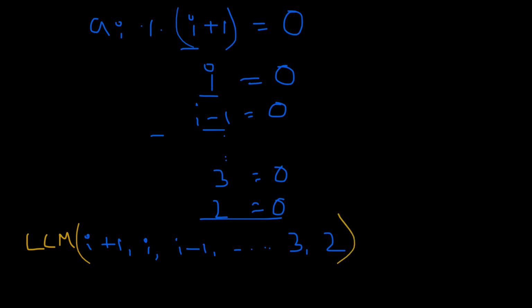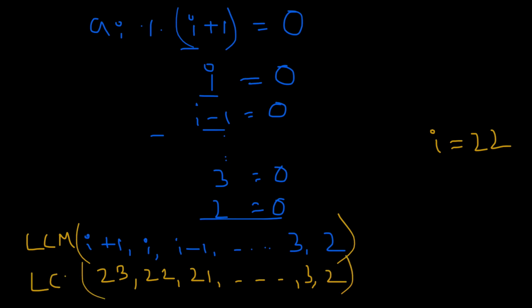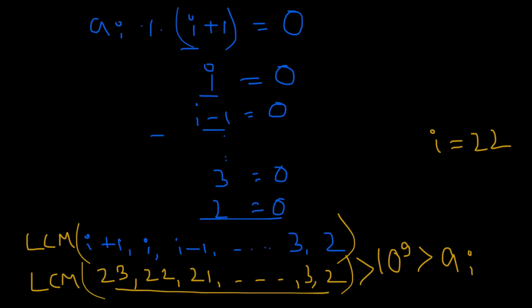And if you take I as 22, then the numbers are 23, 22, 21, and so on, and 3, 2. And if you take their LCM, it is greater than 10 to the power 9, which is greater than our A of I. So it is not in the limit. So if you take 22, there are 22 consecutive numbers. If I have to take 22 consecutive numbers, then it goes above our limit. So at maximum there can be 21 consecutive numbers that divide the A of I. So this loop will run at maximum 21 times, not more than that.